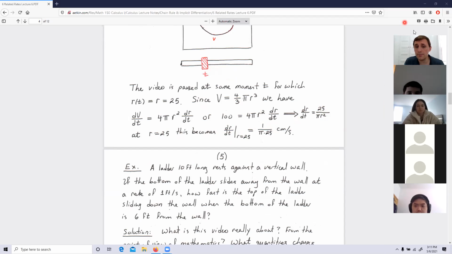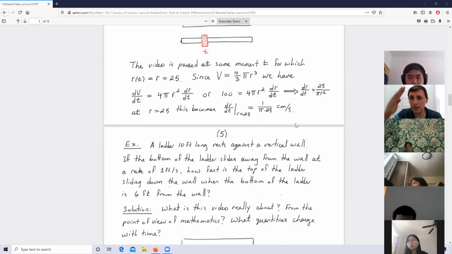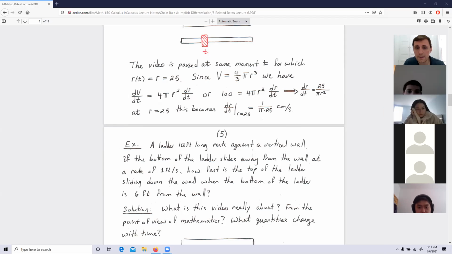Here is another example, guys. One of the classic examples is a ladder leaning against a wall. This is an entirely fake ladder; the real ladder is much more complicated to analyze. So a ladder that is 10 feet long rests against a vertical wall. If the bottom of the ladder slides away from the wall at a rate of 1 foot per second, you understand? So you can imagine the ladder, guys.